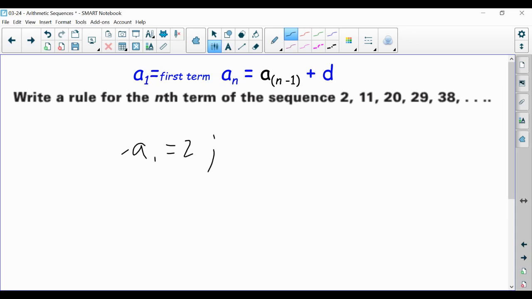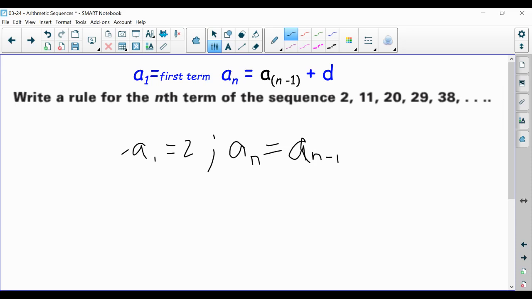I put a little semicolon between them just because I need a little bit of separation. And then I'm going to start the second part. So the second part is really easy. A sub n equals a sub n minus 1, and that does not change. Sorry, my writing looks like a 9. A sub n minus 1, none of this changes. The only thing that changes is what we're adding at the end.